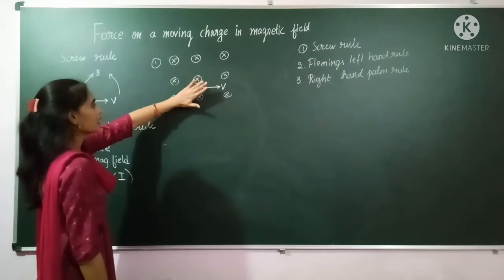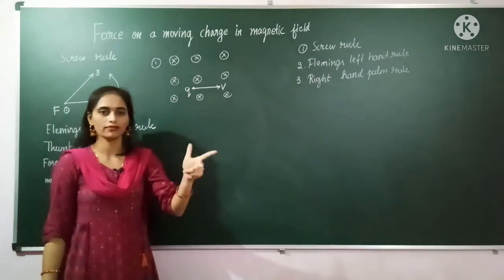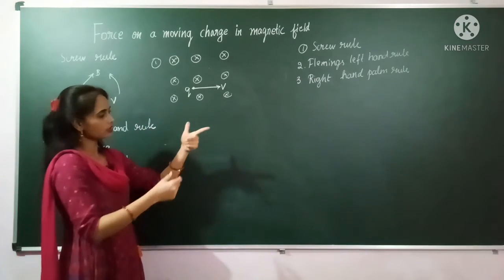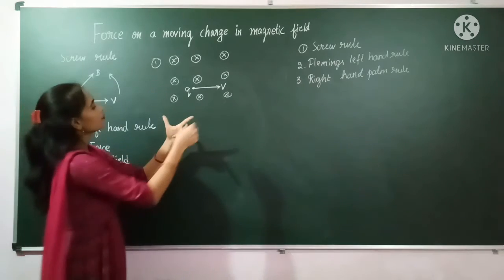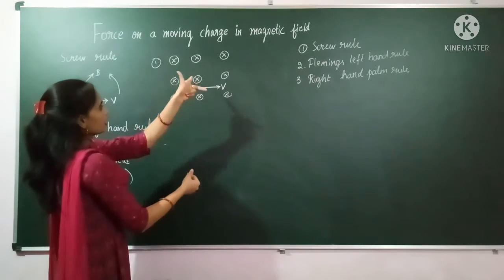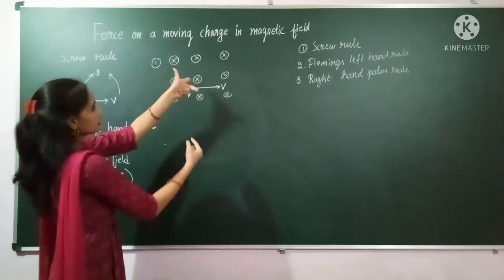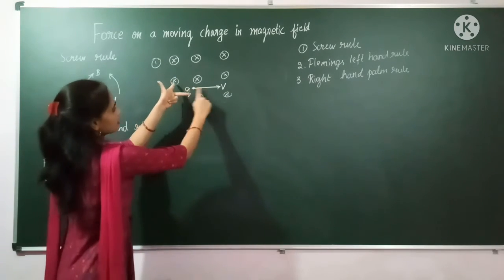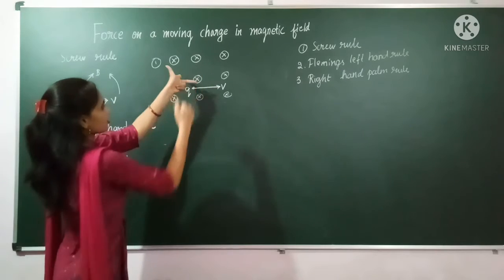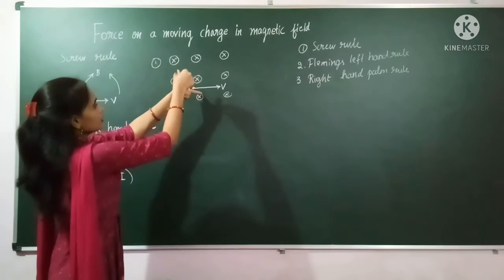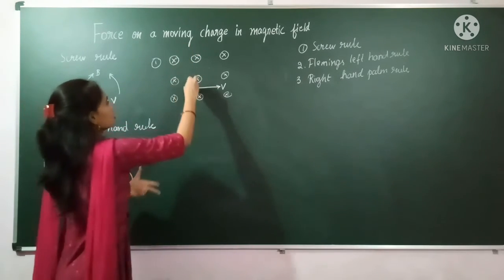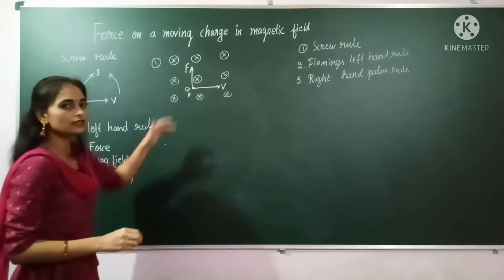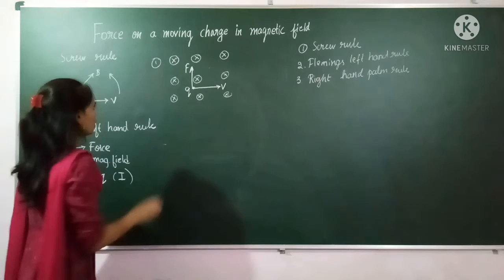To determine the direction of force, you have to use your left hand to apply Fleming's left hand rule. So see here, you should take B inward because the magnetic field is inward, and this is the direction of the charge, and this is the direction of the current. See, this thumb is pointing upward, meaning this is the direction of the force. So like that we can determine the direction of the force.